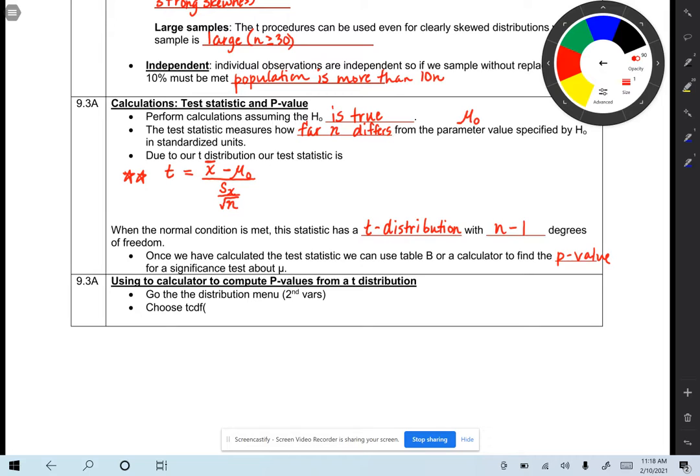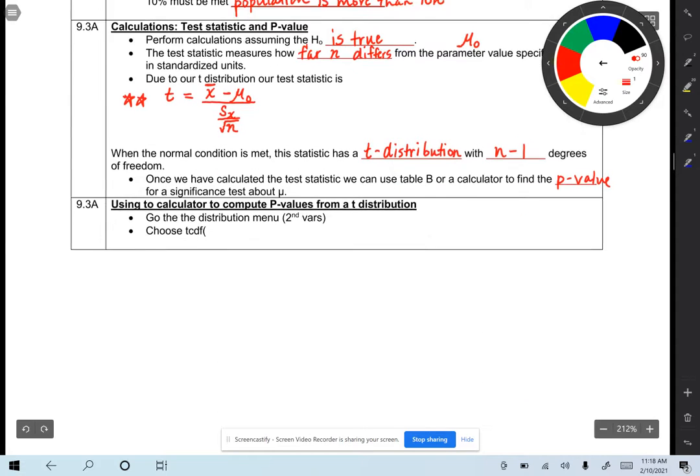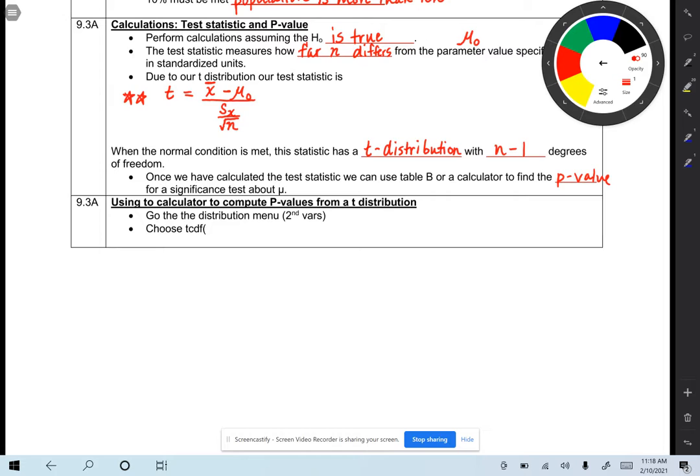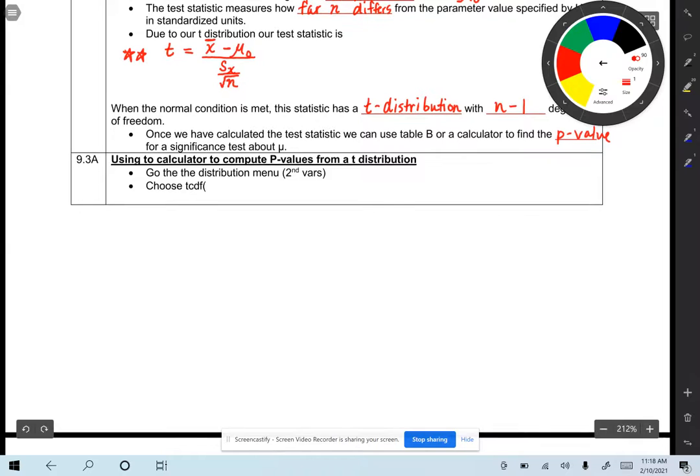So using a calculator to compute p-values from a t-distribution, you still go to your best friend second vars. So go to second vars instead of choosing normal CDF, which we always did for z-scores for proportions, we use a t-CDF. So make sure you use a t-CDF, and then we'll fill in the prompts. So you have a lower bound, you have upper bound, and then you have a degrees of freedom.